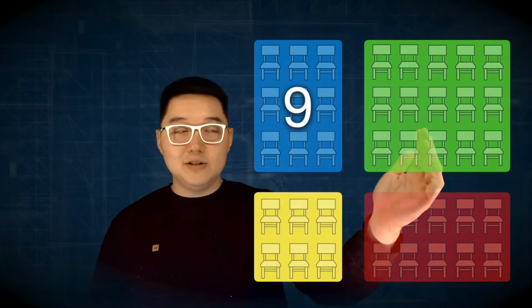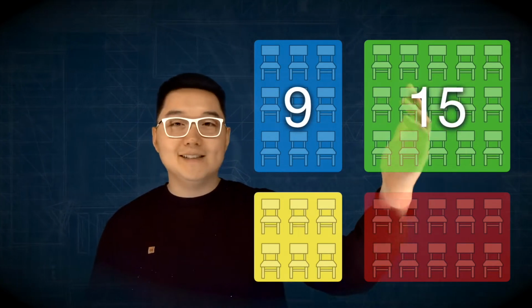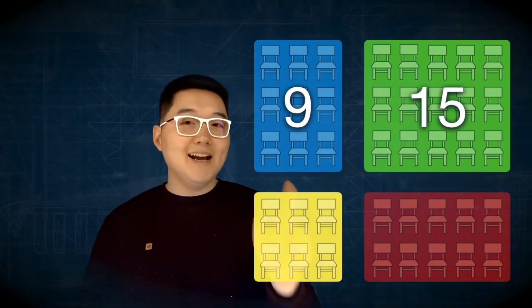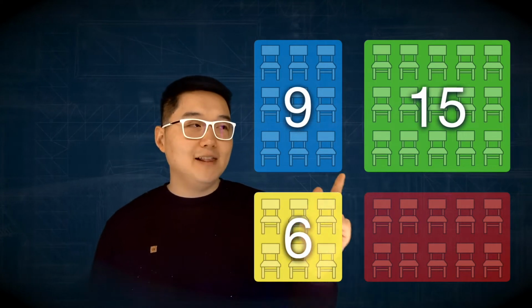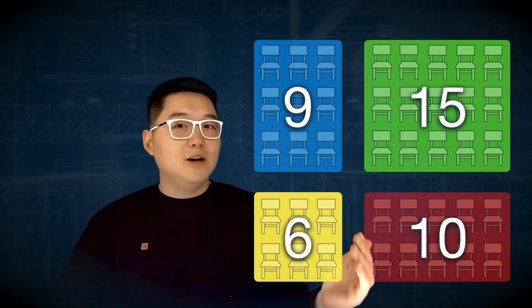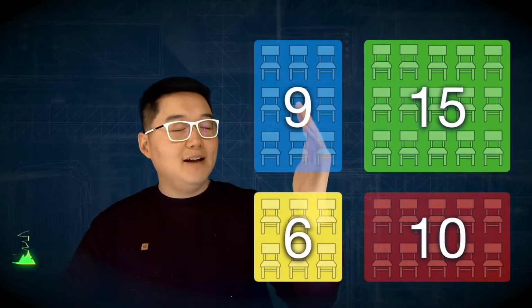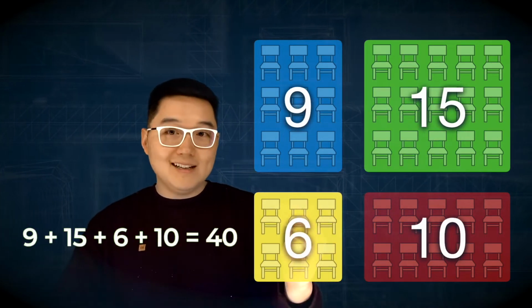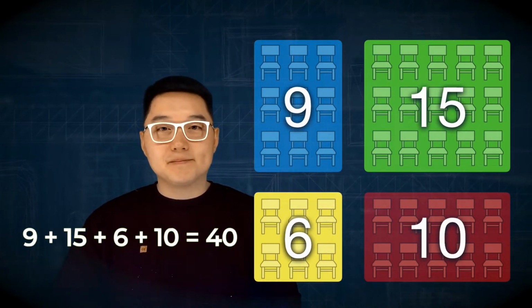Now the second section, we see 3 rows and 5 columns, so there are a total of 15 chairs. Now for the next section, we see 2 rows and 3 columns, so we see 6 chairs. And then lastly, for the last section, we see 2 rows and 5 columns, so that gives us 10 chairs. So if we add up the total number of chairs for each of the 4 sections, we get 9 plus 15 plus 6 plus 10, and that gives us 40 chairs.